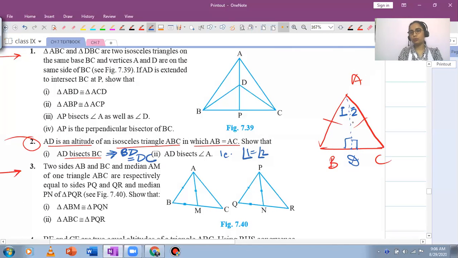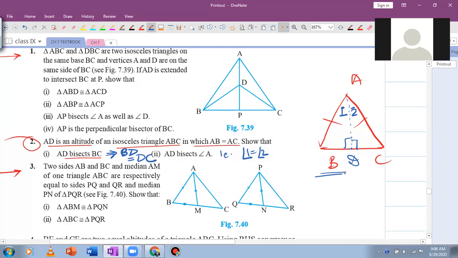This is what you want to prove. Given नहीं है, prove करना है. Just remember that: angle 1 and angle 2 should be equal, BD and DC should be equal. And this will be done with congruence.